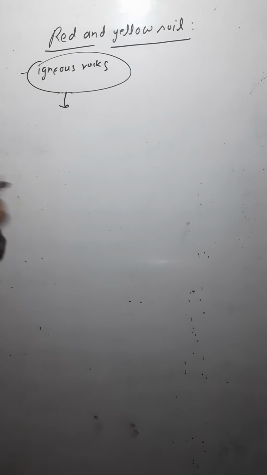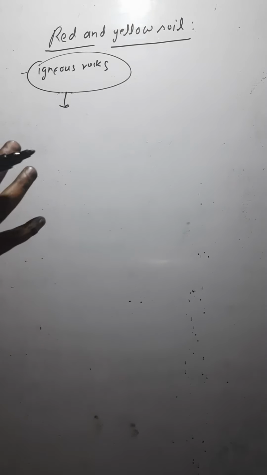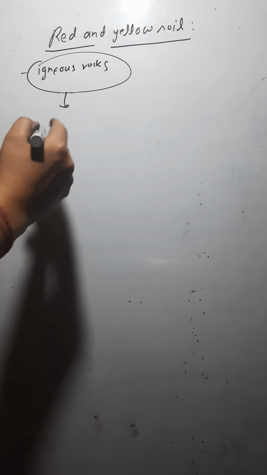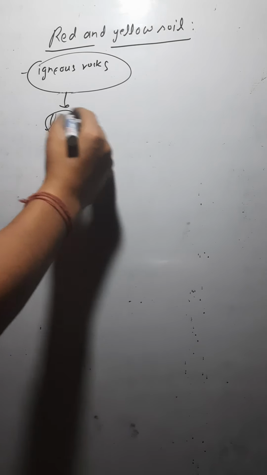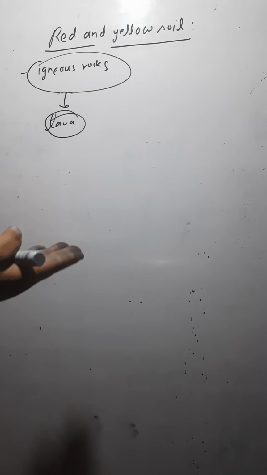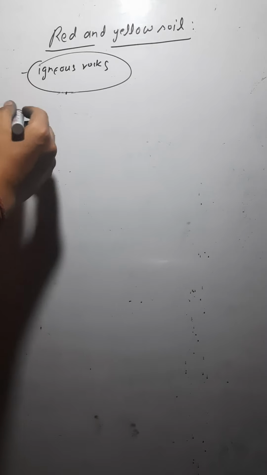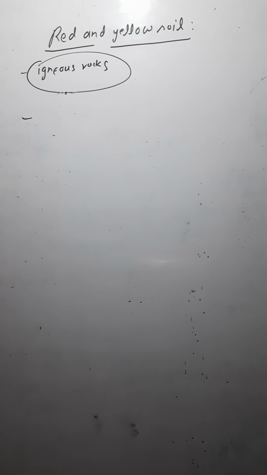Igneous rocks are formed by the cooling and solidification of lava. Lava, you might already know, I have already told you about it. So these igneous rocks are formed by the cooling and solidification of the lava. So we can find this red and yellow soil in the igneous rocks.